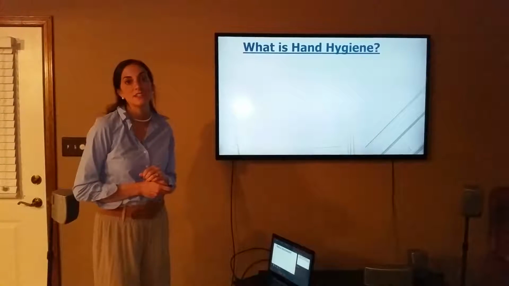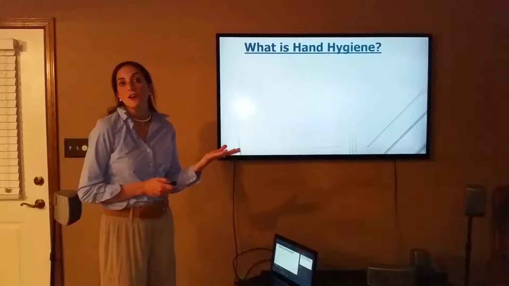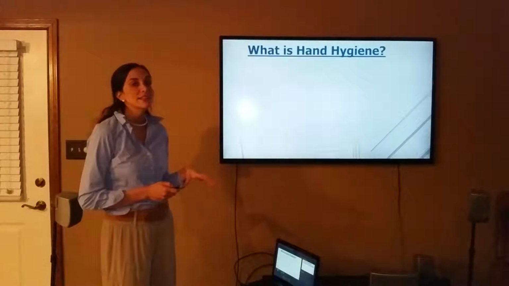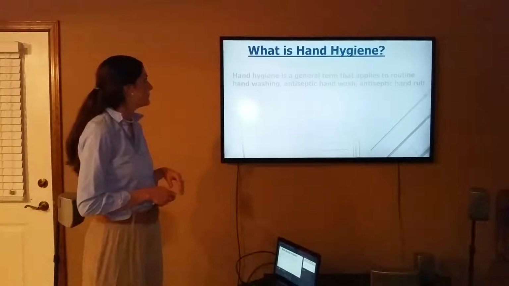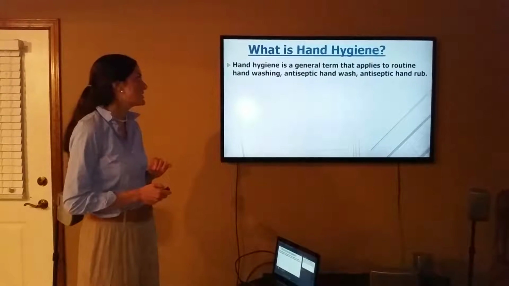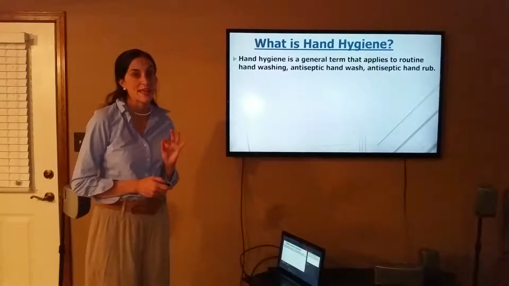So, with that in mind, what is hand hygiene? Sounds so simple. I know we do it when we are getting ready to go eat or when we're using the restroom, but let's actually define the term. Hand hygiene is a general term that applies to routine hand washing, antiseptic hand wash, or antiseptic hand rub. Now that's with the hand sanitizer.